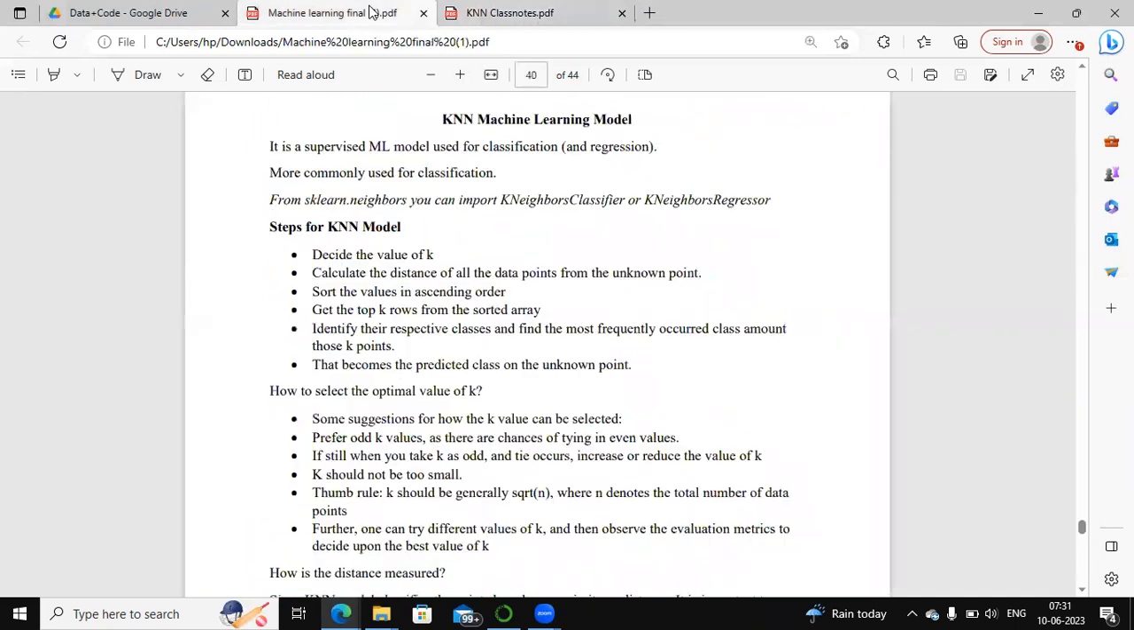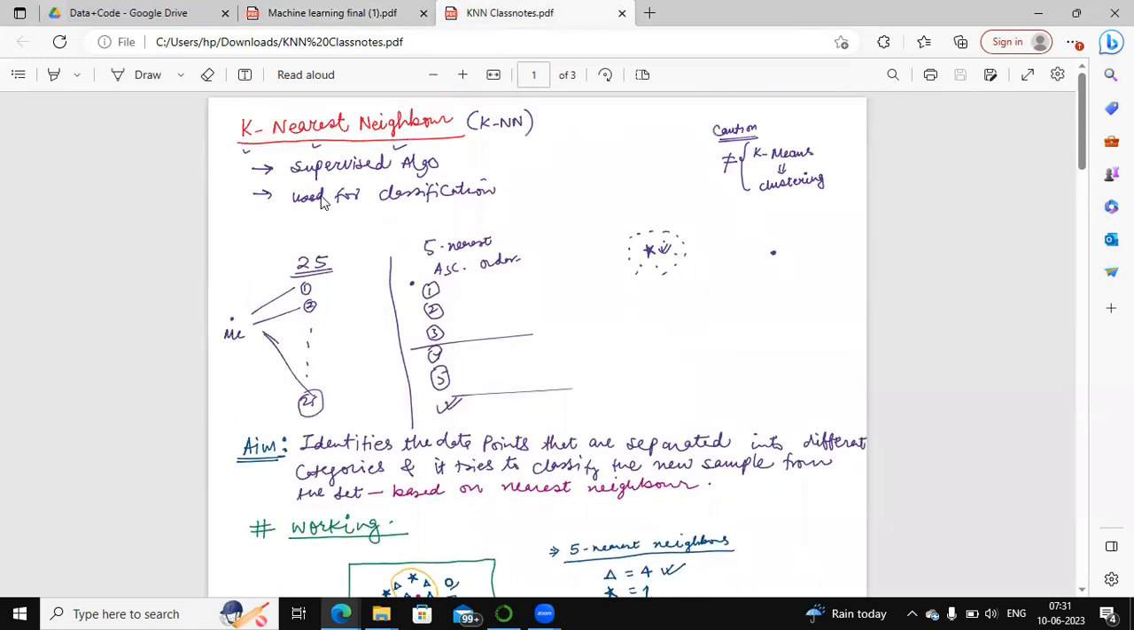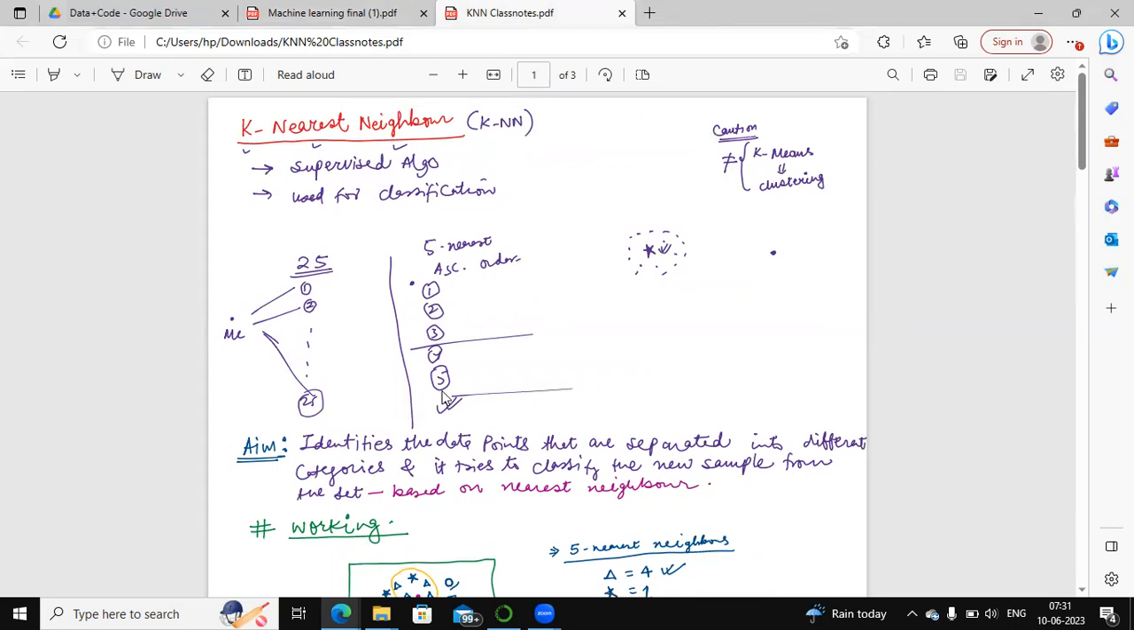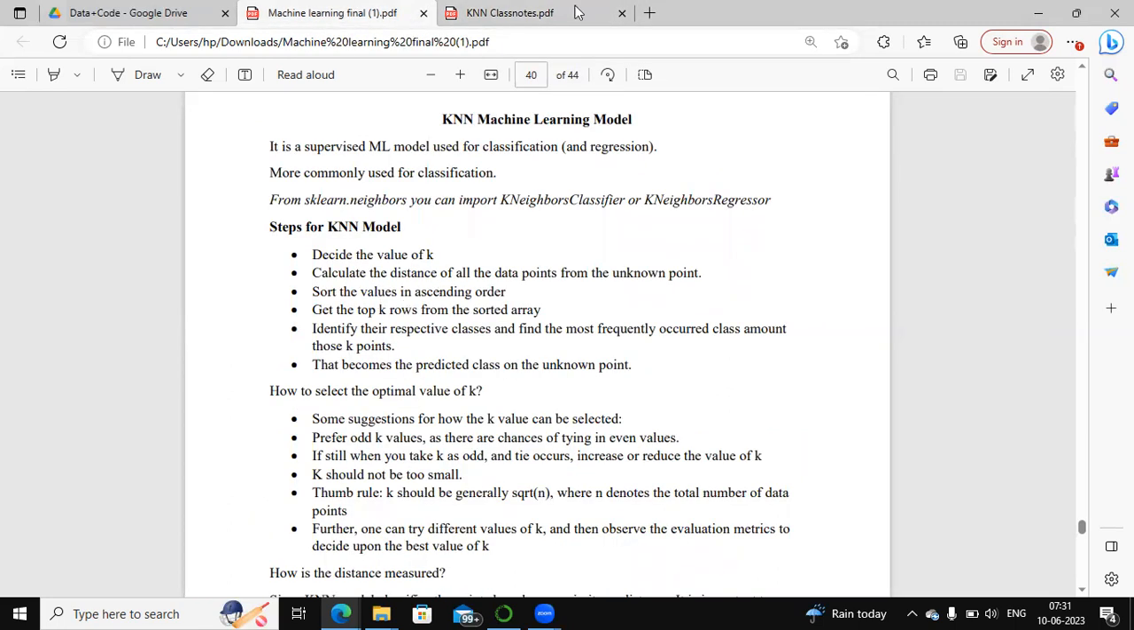Before moving further, let me state the steps for the k nearest neighbor model. First, decide the value of k. What k value do you want? Then you can calculate the distance of all data points from the unknown point. Sort the values in ascending order, and then get the top k rows.